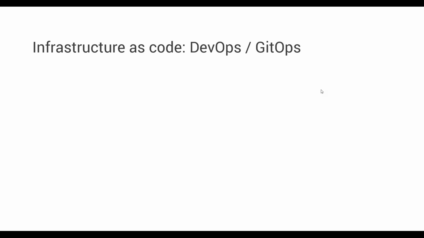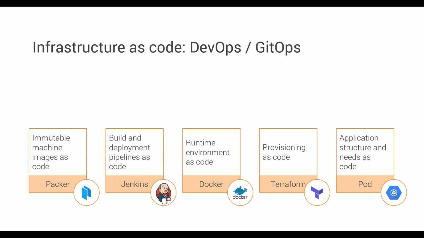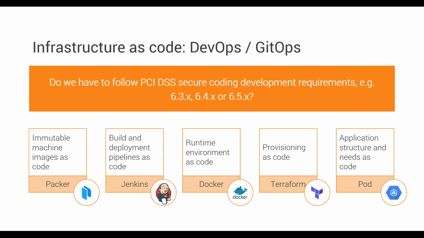Now let's go through the DevOps, GitOps, infrastructure as code approach. Within that microservice world, Kubernetes world, cloud world as well, a lot of you are moving to a CI/CD pipeline, a DevOps pipeline, where everything you have is basically as code. The question we get a lot is, within my PCI environment, do I suddenly have to enforce PCI DSS secure coding development requirements like 6.3, 6.4, 6.5 on that code? The short answer is no. The long answer: no, but maybe you should.